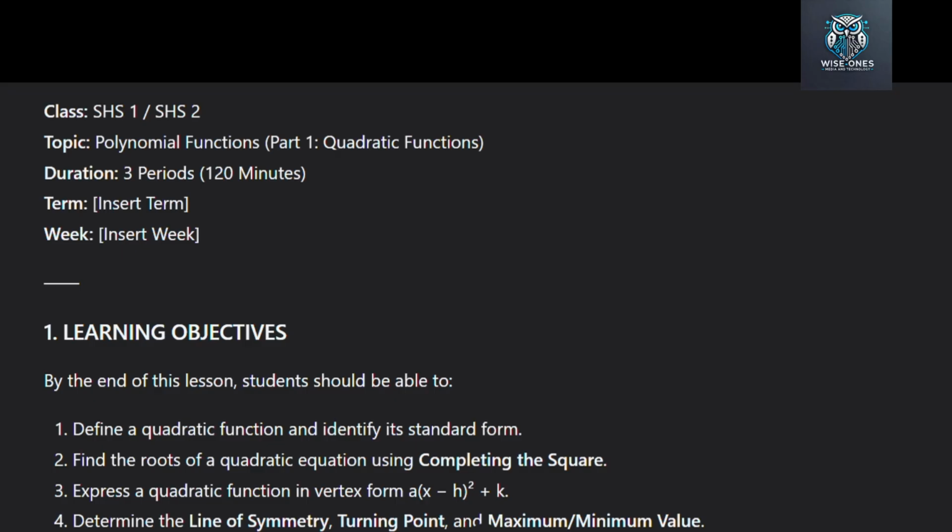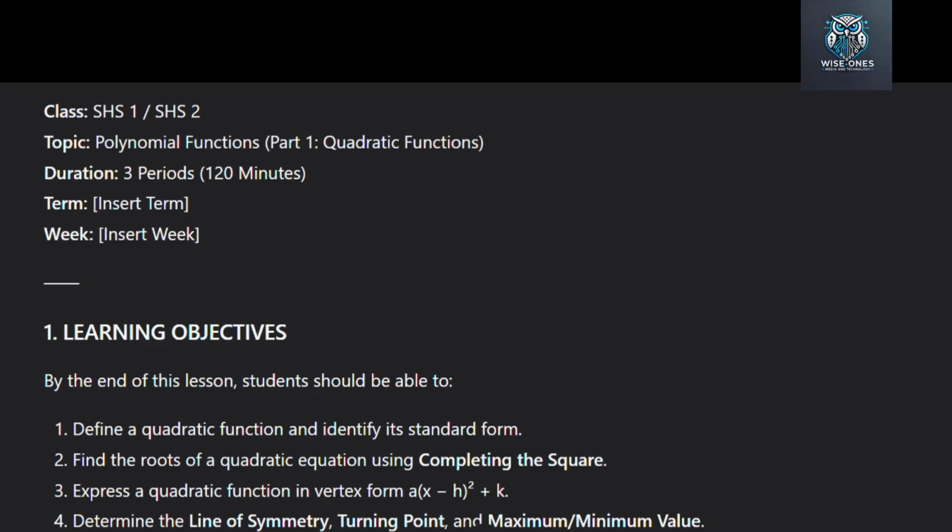We have about 3 periods worth of content here, which is 120 minutes, so we have plenty of time to explore this deeply. I want this narration to be about 35 to 40 minutes long, so that you have enough time to digest every single step. So grab your notebook, get your pen ready, and let us begin.